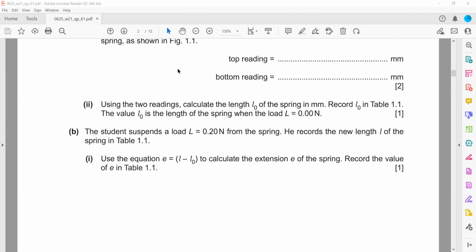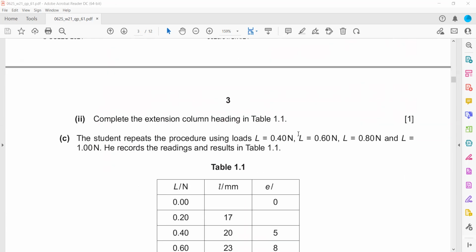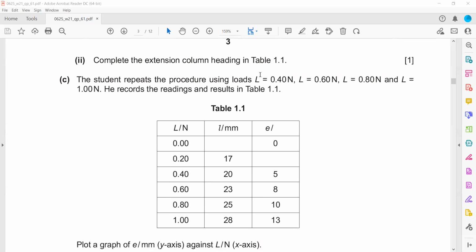The next part, part B: the student suspended the load 0.2 from the spring and recorded the new length in table 1.1, and uses the equation that extension E equals L minus L naught, meaning the measured length minus the original length gives us the extension. Complete the extension column heading. Column heading means the unit. If length is in millimeters, extension is also in millimeters.